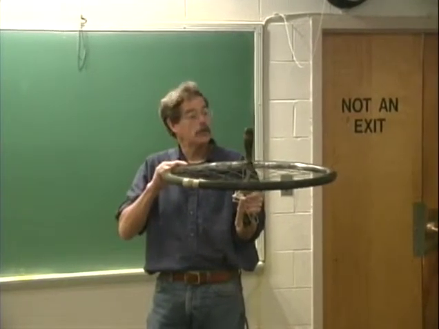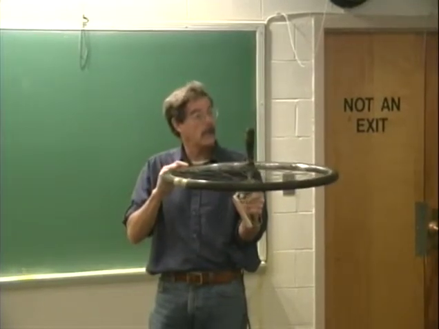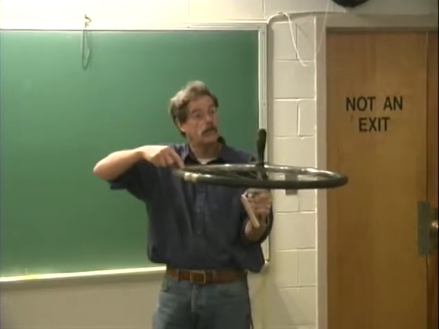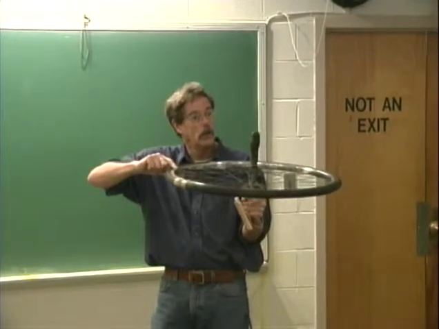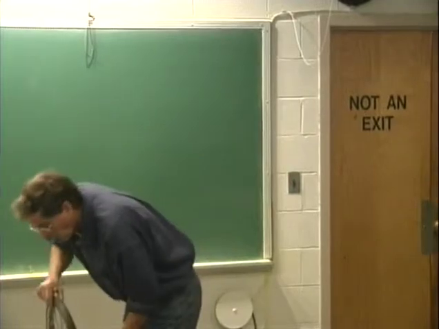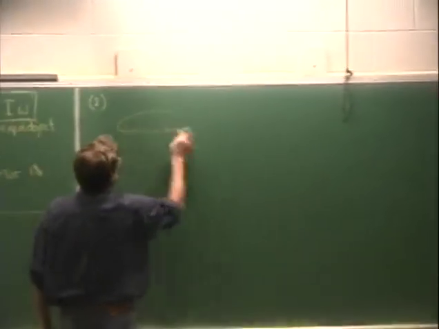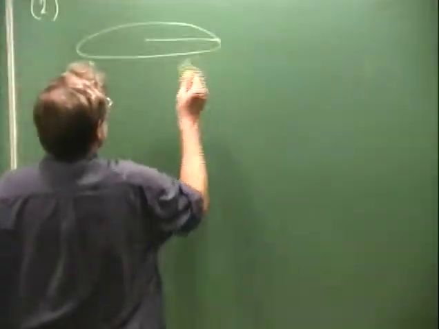Because the moment of inertia of the whole system, wheel plus mouse, is getting bigger and bigger as the mouse gets further and further out, mr squared. So the moment of inertia gets bigger, so the angular velocity has to get smaller. Same story, only sort of in a backward way. So let me draw that case. Here's the bicycle wheel.